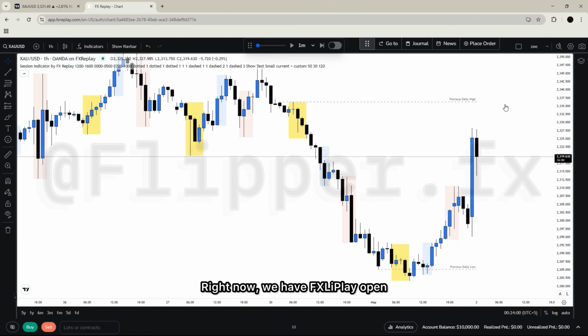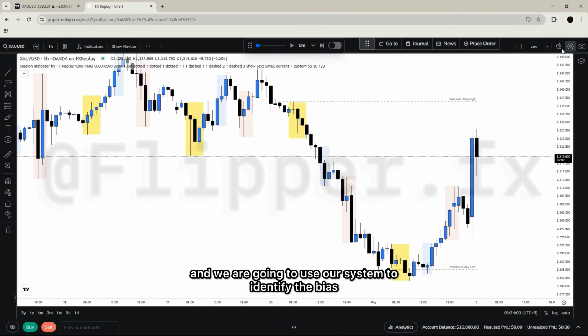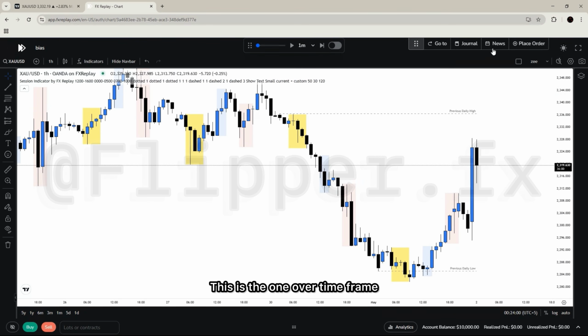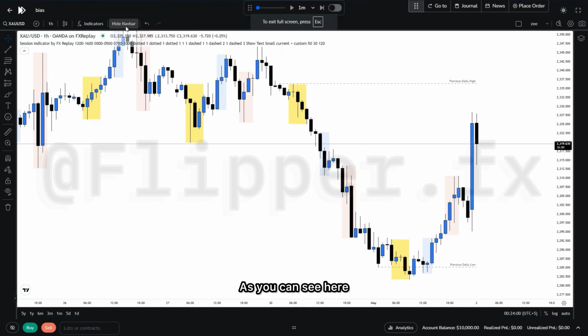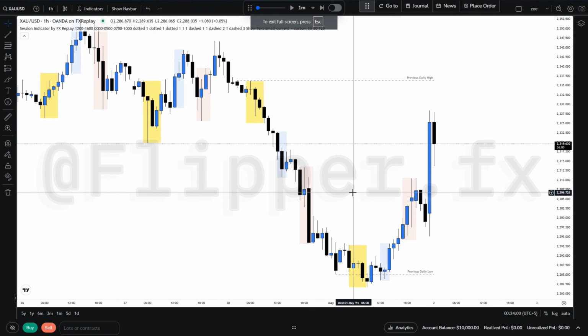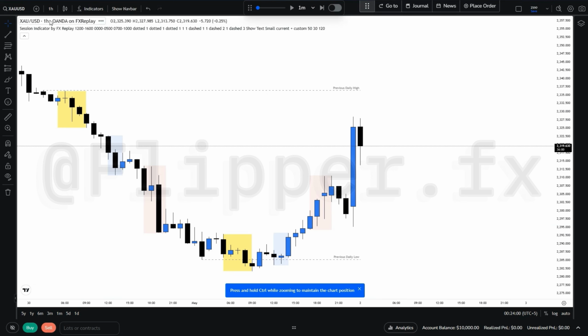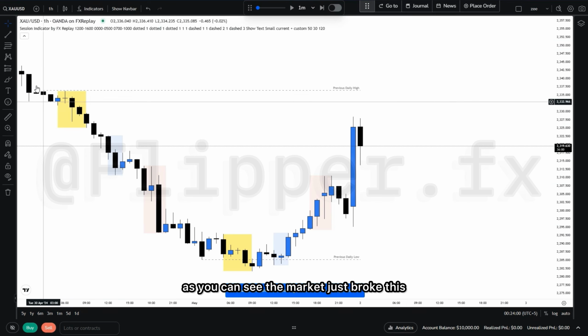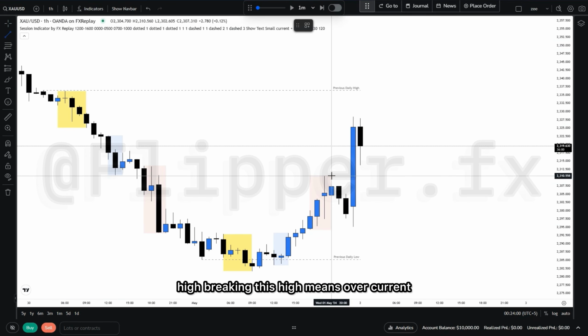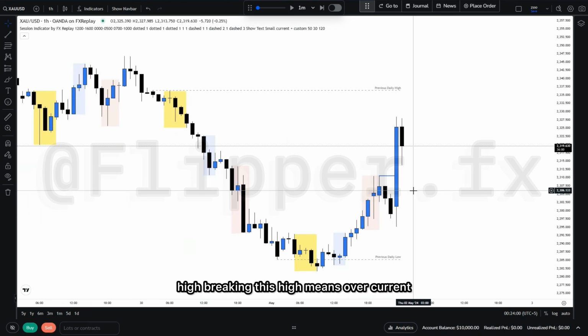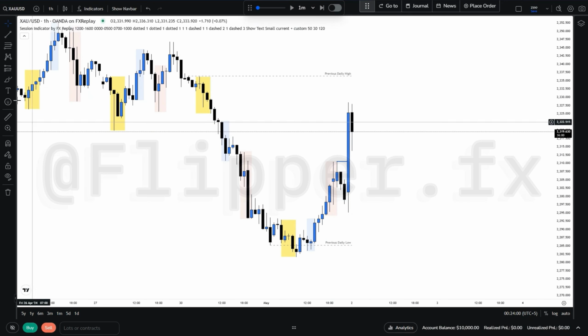Right now, we have FX replay open and we are going to use our system to identify the bias. This is the 1 hour time frame. As you can see here, the market just broke this high. Breaking this high means our current bias is bullish.